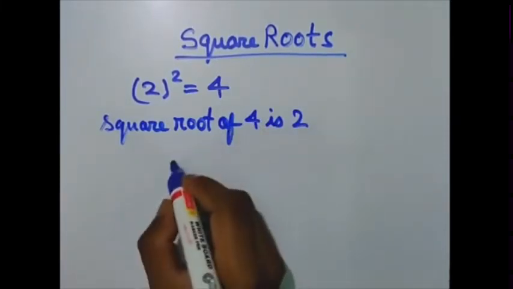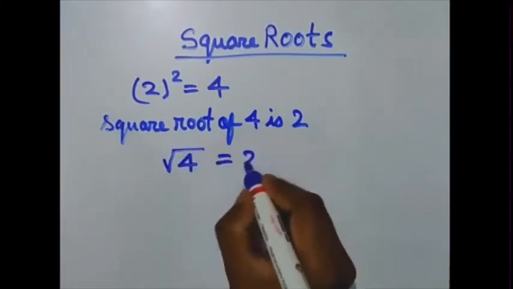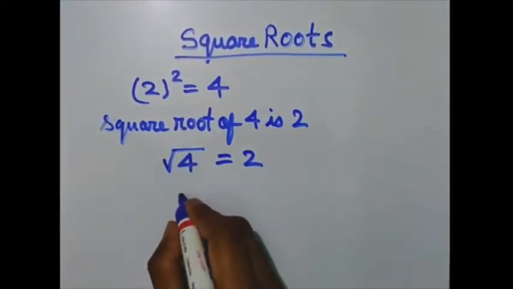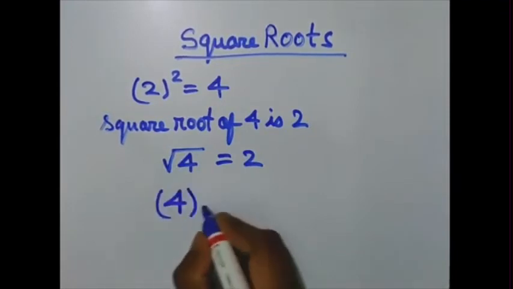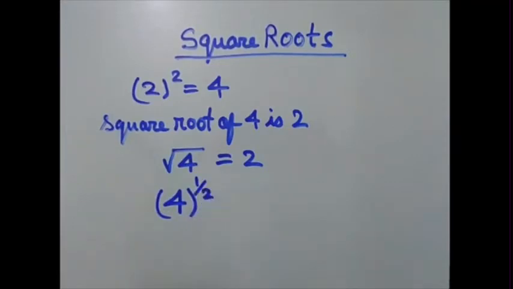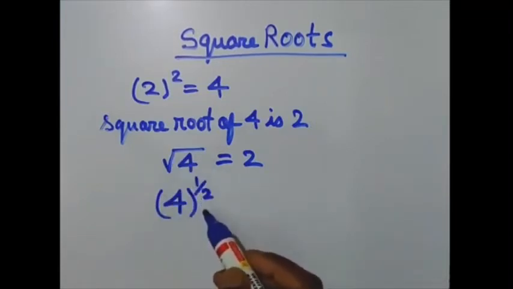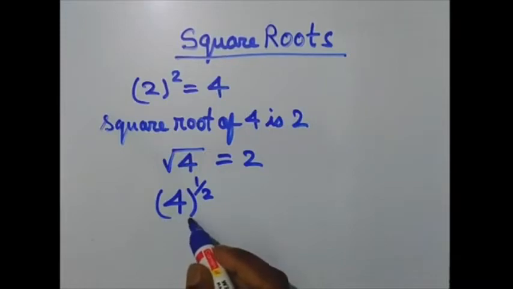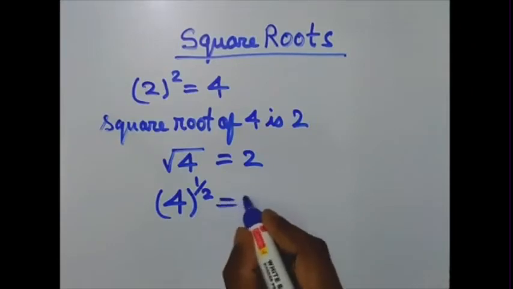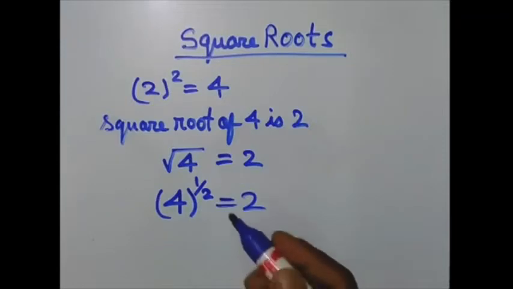And we can denote the square root of 4 using this symbol, which is equal to 2. Now this square root of 4 simply means the fractional exponent of 4, that is 1 by 2 or half. So square root can be represented in the exponential form, which means 4 raised to the power half or 1 by 2, which will also be equal to 2. Clear?